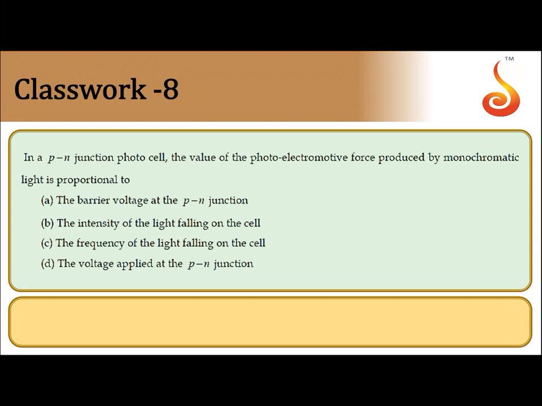In a PN junction photocell, the value of photoelectromotive force, that is photo EMF, produced by monochromatic light is proportional to: the barrier voltage at the PN junction, intensity of light falling on it, frequency of light falling on it, voltage applied at the PN junction. So it is monochromatic light, that means it emits single wavelength, single frequency. So definitely it doesn't depend on frequency because it is single frequency. So it must be directly proportional to intensity of light falling on it. So more is the intensity, more will be the photo EMF. That should be option B.